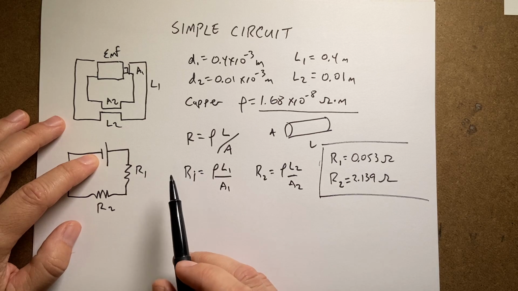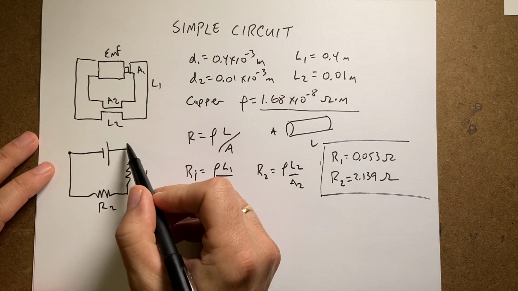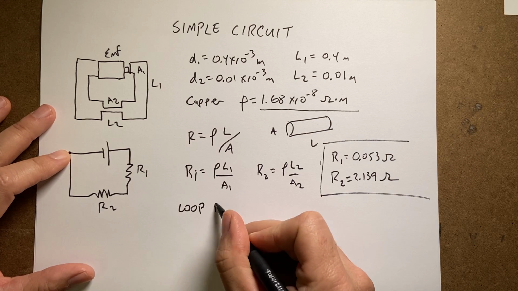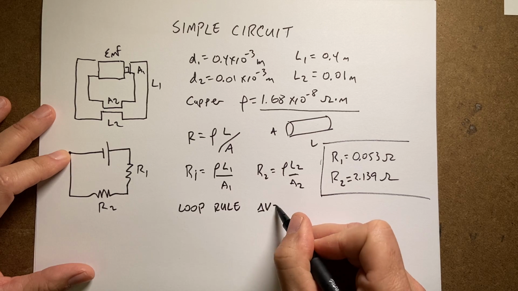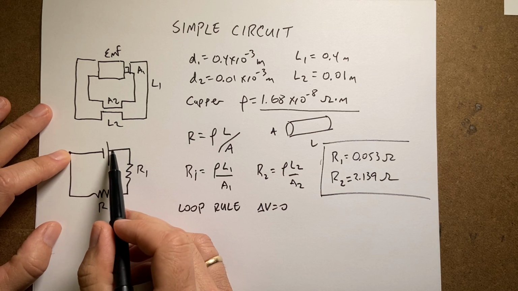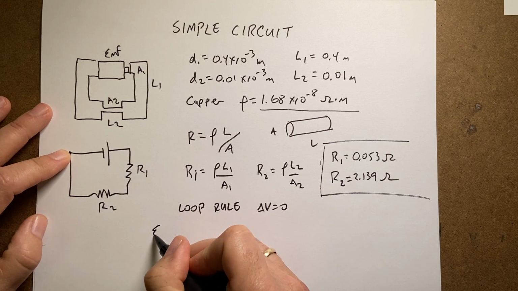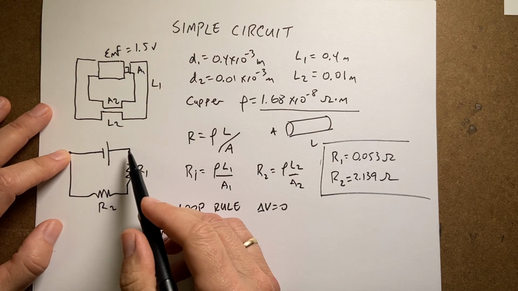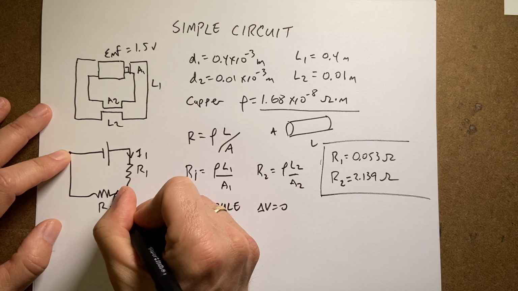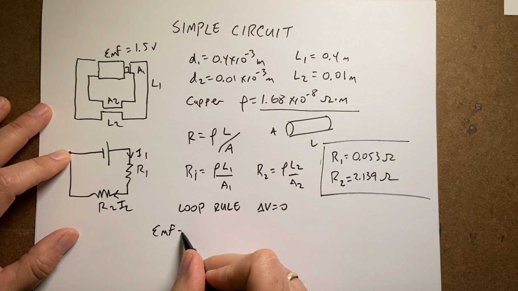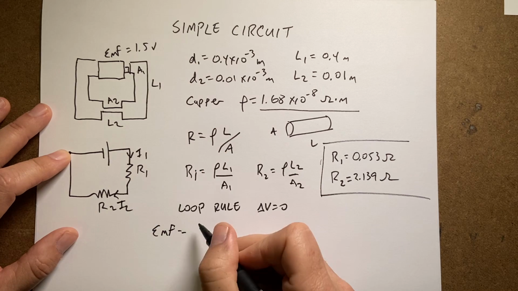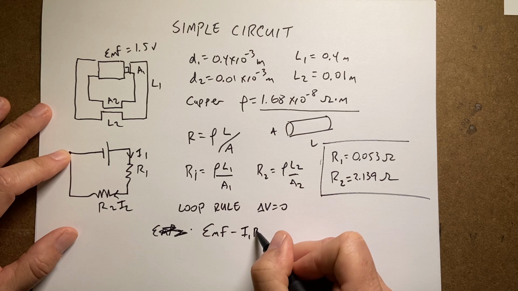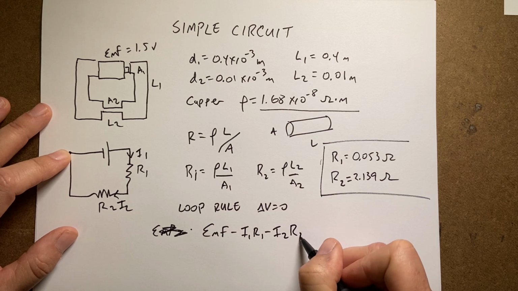Okay, so now I can do my loop rule again. I can start right here, and I can go around the loop. The loop rule says delta V equals 0. So if I go across here, I go across a battery, I have an EMF, which is 1.5 volts in this case. It's a 1.5 volt battery. And then I have this, I'll call this I1, I'll call that I2 for now. So the change in voltage is going to be EMF minus I1 R1 minus I2 R2 equals 0.